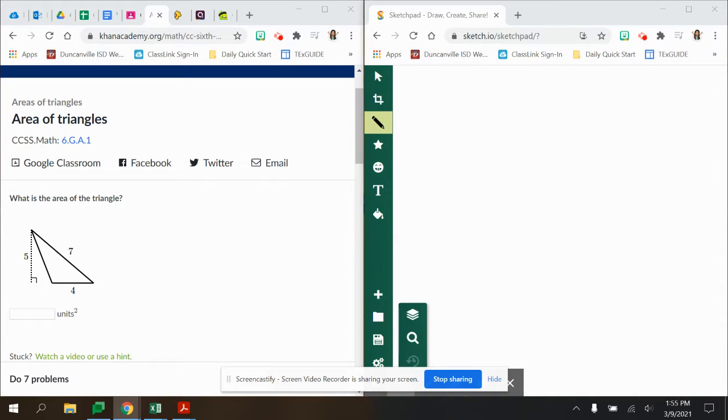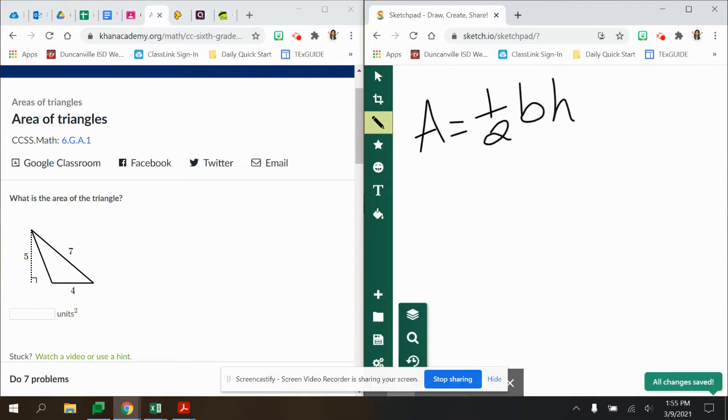All right, guys, in this video, I'm going to go over area of triangles because it seems like some of you are still having troubles with it. So to find the area of a triangle, you're going to use this formula. A equals 1/2 base times height, okay?